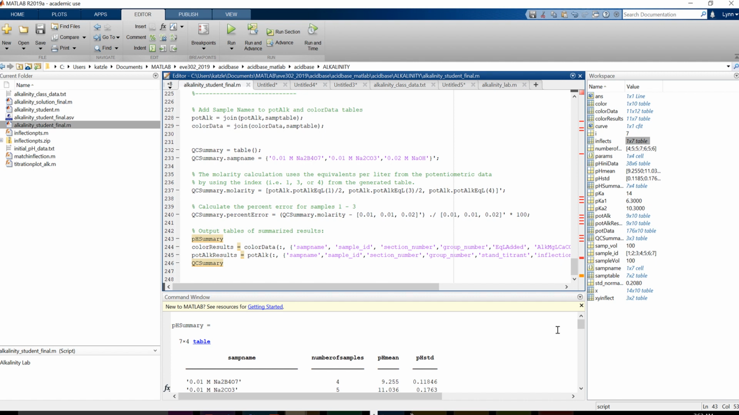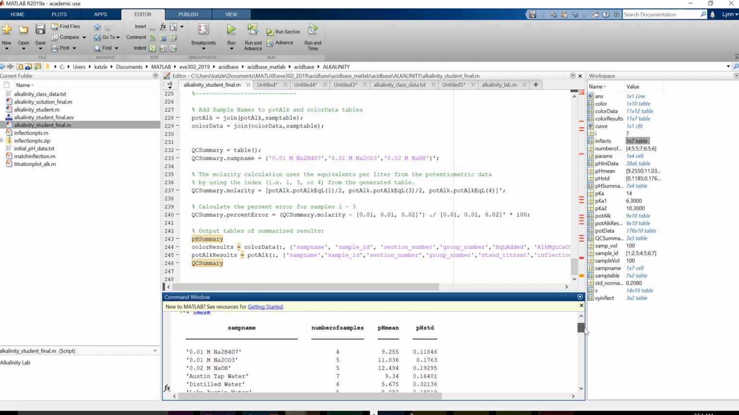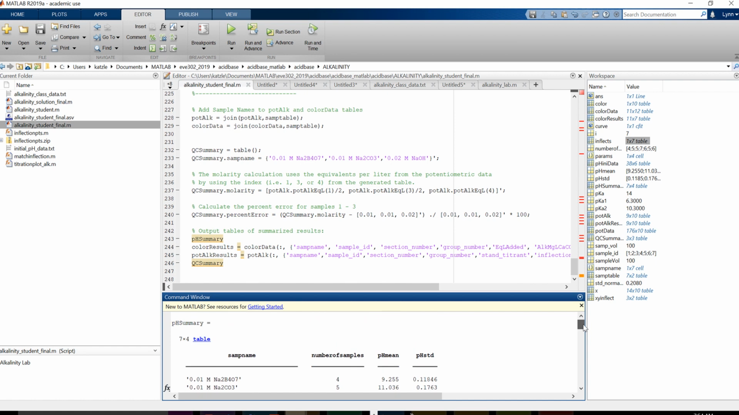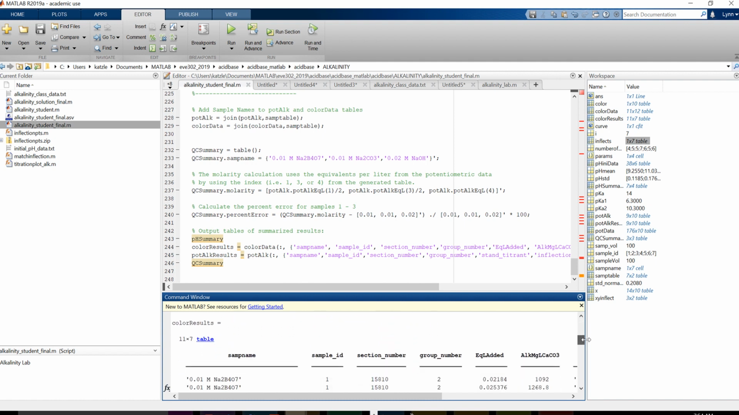So just scrolling down to let you see what some of the tables look like. After I ran this, you can see here is the summary of the samples with their initial data. The number of samples are shown, the mean of the pH, and the standard deviation of pH among the samples.